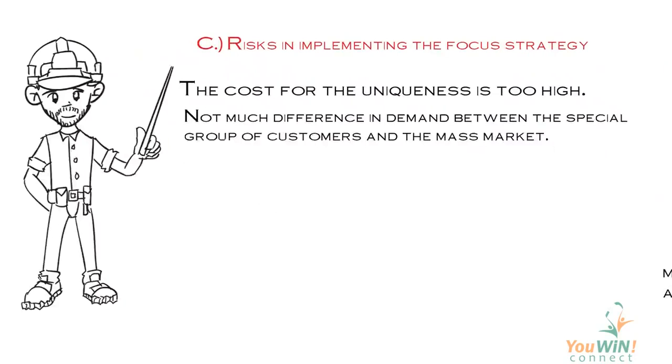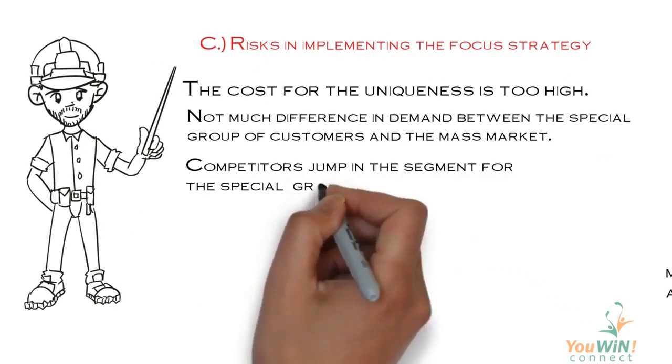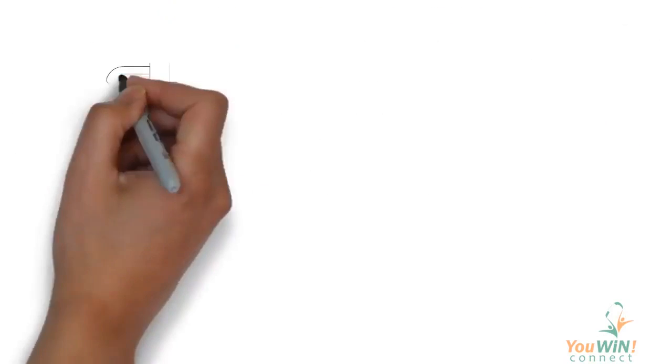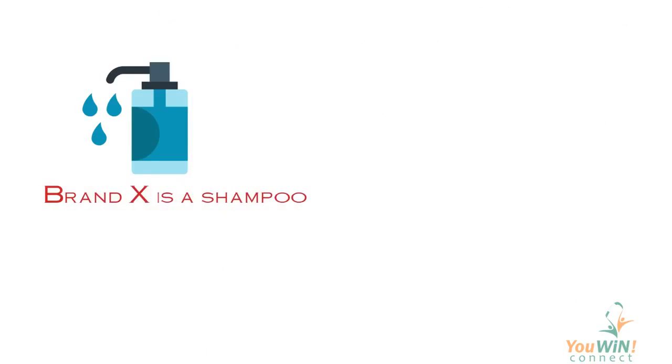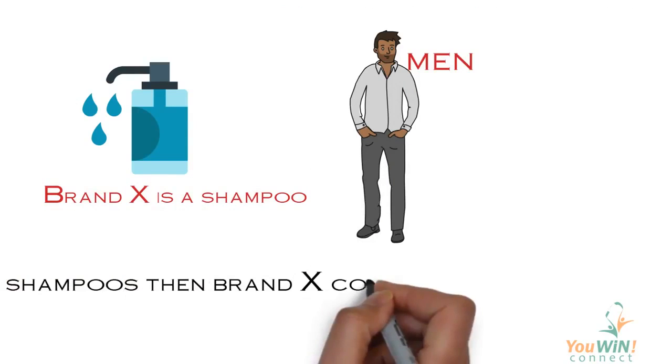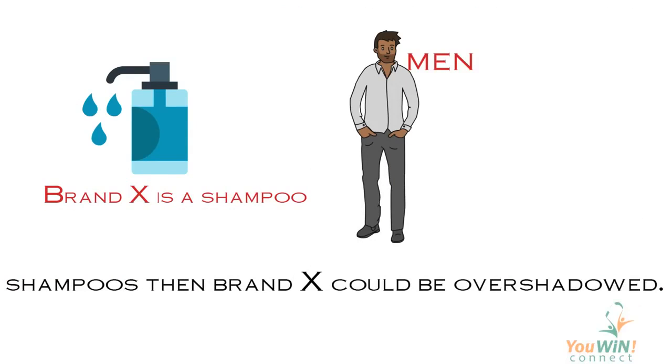Another risk in implementing the focus strategy is really around competitors jumping into the segment for the special group of customers. When brand X is a shampoo for men, if other producers introduce anti-dandruff moisturizer shampoos, then brand X could be overshadowed. So it is important that you also understand the risk associated with each of these competition strategies.